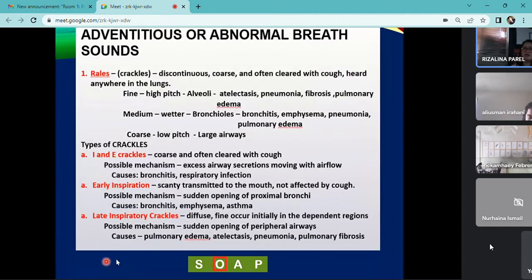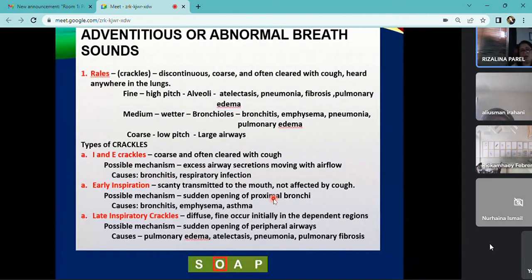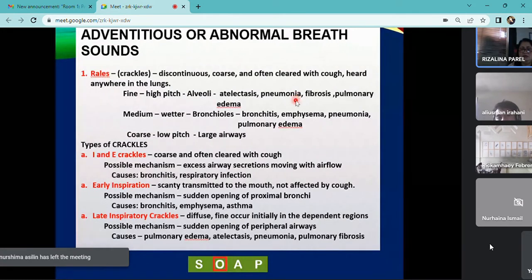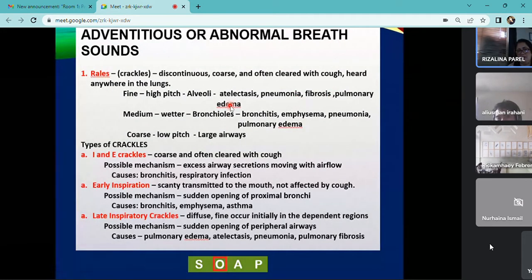Okay, so these are the adventitious or abnormal breath sounds. So yung RALEs ngayon tawag, dati crackles yan, pero still, crackles pa rin naman yung sinusulat nila. So if you hear discontinuous, coarse, and often cleared with cough and heard anywhere in the lungs, that could possibly be rales or crackles. Dahil sa mga cases ng pwedeng atelectasis, kung fine yon, pneumonia, fibrosis, pulmonary edema. Ang dami niyong i-memorize, no? Ng mga diseases during your assessment.